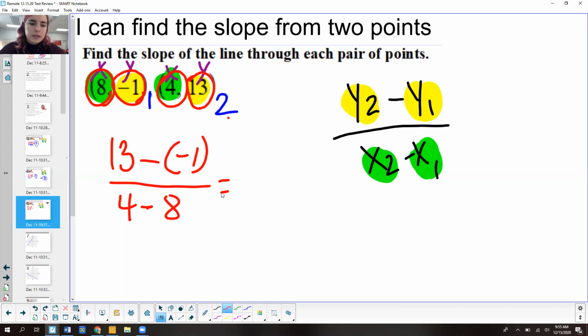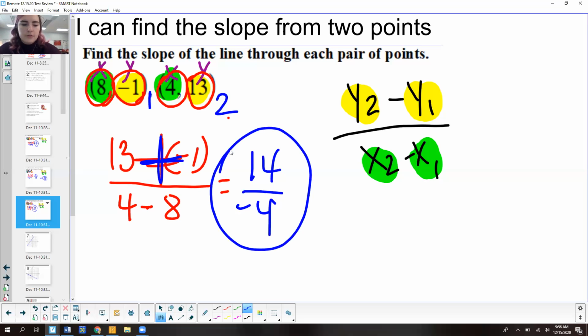All right, so if we're looking at this, we're going to do the top first. 13 minus a -1. Remember, minus a -1 is the same thing as adding. So when you take away a negative, it's going to be like adding. So 13 minus a -1 is the same thing as 13 plus 1. So we've got 14, and then on the bottom, 4 minus 8 is going to be -4. So our slope is -14/4, or 14 over -4. That's going to be our slope for that one.